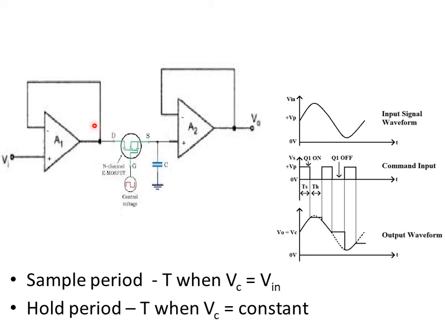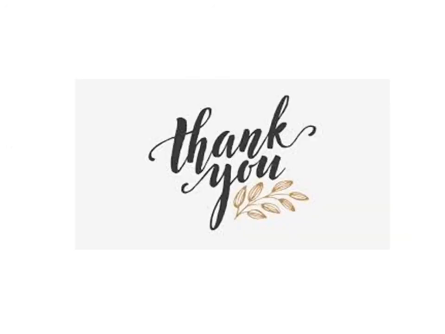So this is what is a sample during VC on, and during VC off, you hold it. You have two periods, the sample period and the hold period. The sample period is the time period when your output follows Vin, and the hold period is when the output is constant, meaning it holds on to the value that was sampled last. So this is about the operation of the sample and hold circuit.